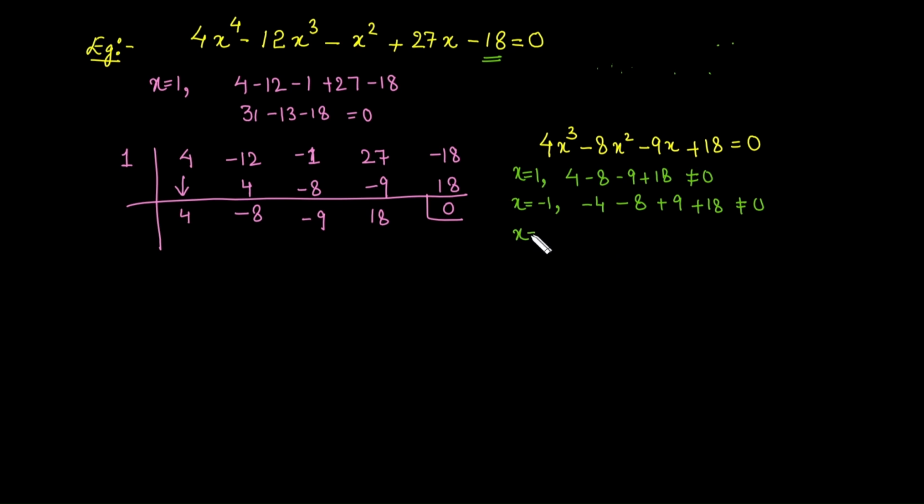Now take x is equal to 2. When you take x is equal to 2, this is 4 into 2 cube, which is 8, minus 8 into 2 square, which is 4, minus 9 into 2 is 18, plus 18. So this is 4 into 8 is 32, minus 8 into 4 is again 32. So this number gets cancelled with this one. Minus 18 plus 18 again get cancelled. So this is equal to 0. So it means x is equal to 2 is one of its solutions.